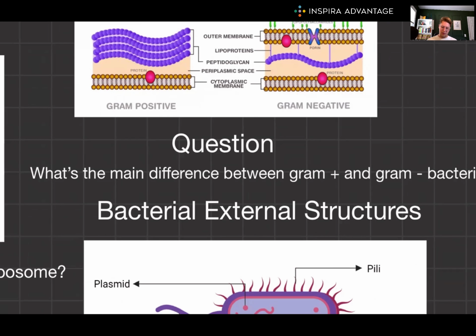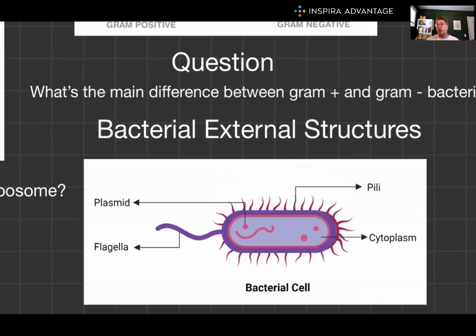But what is the main difference between gram-positive and gram-negative bacteria? Just list everything you know about this because the MCAT will ask. The answer is that gram-positive bacteria have a thick peptidoglycan layer, while gram-negative bacteria have a thin peptidoglycan layer, sandwiched between an inner and outer membrane.